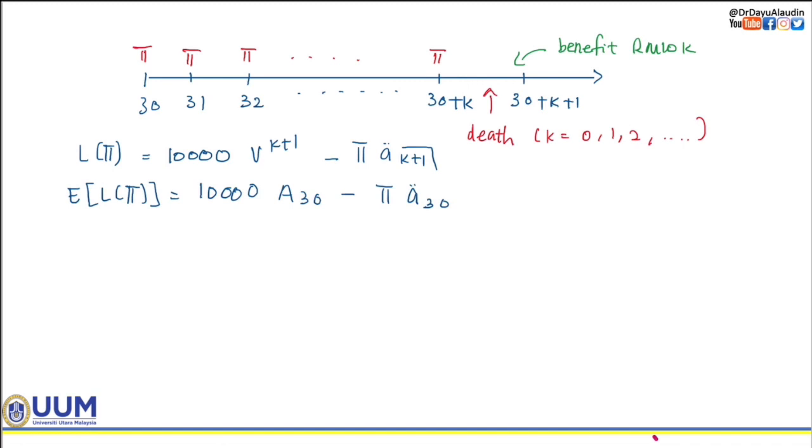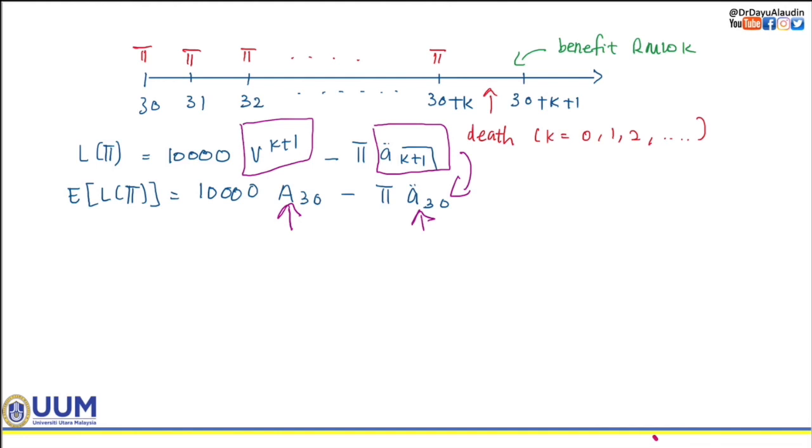Then the expected value for this, we can use, this is actually the benefit for the insurance, and this is the premium using the annuity. So the expected value of the present value becomes the annuity. The expected value of the discounted interest becomes the insurance. So this is for the discrete case.